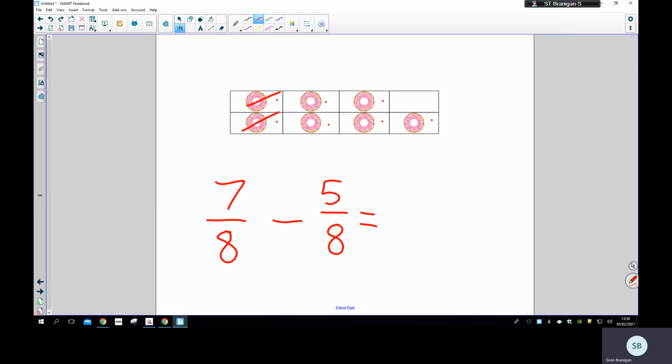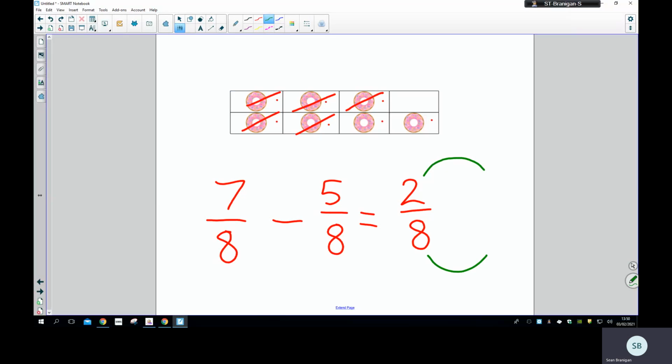1, 2, 3, 4, 5. So there's 5 donuts that have been eaten. And as we can see, there are 2 8s left. There are 2 out of the 8 that are remaining. Now, the next thing we need to do is look to see if we can simplify the number. Is there a number that we can divide the 2 and the 8 by?